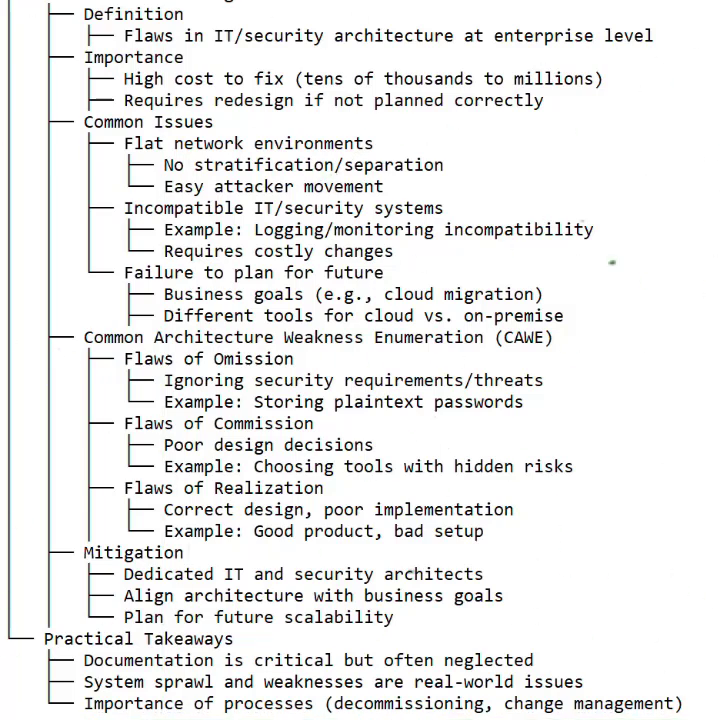So, how do you avoid all this? It starts with having dedicated architects who know their stuff and can align the IT and security plans with where the business is headed. Documentation is your friend, even if it feels like a chore. And processes like change management and decommissioning are what keep the chaos at bay. In the real world, system sprawl and architectural weaknesses are super common. I mean, who hasn't worked somewhere where the server room is full of mystery machines nobody's touched in years?